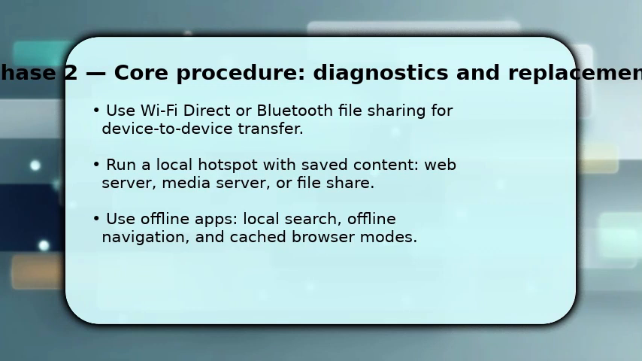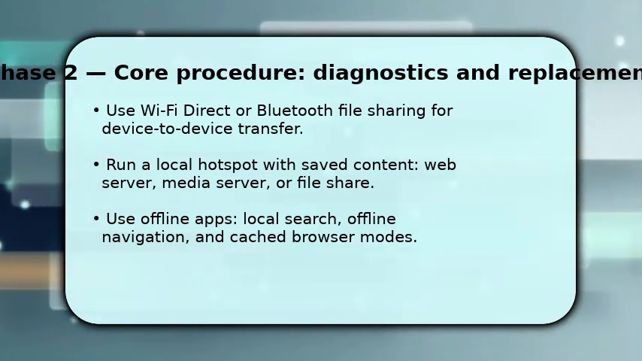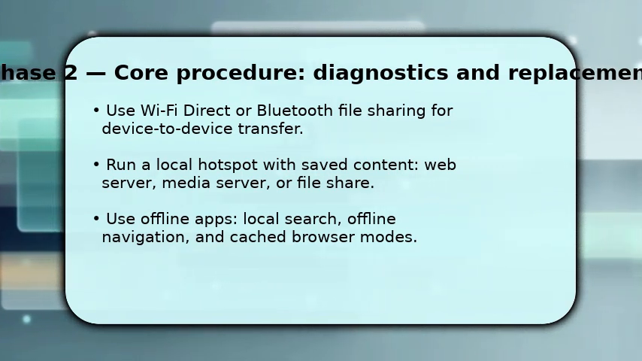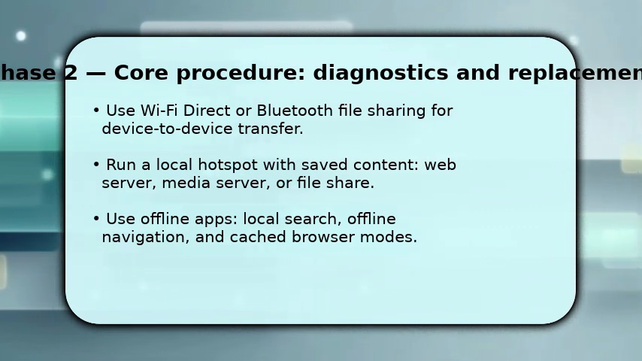Next, set up local networks to share what you prepared. You'll avoid external data use. Use Wi-Fi Direct or Bluetooth to push files between devices quickly, and run a small local web or media server on one device so others can browse cached pages and videos.